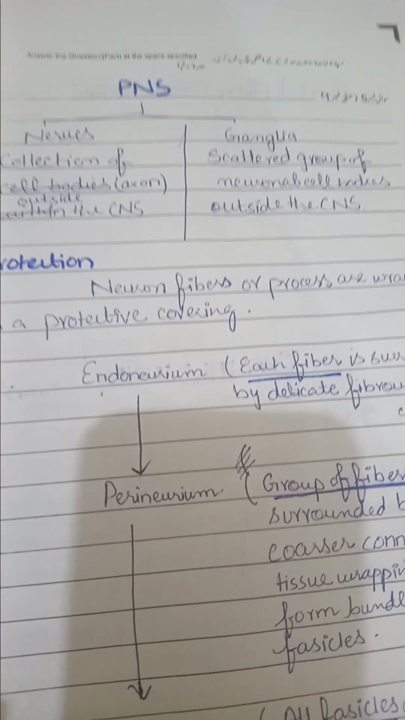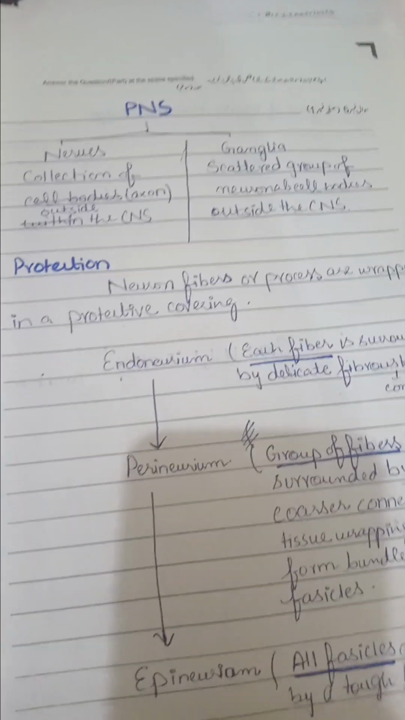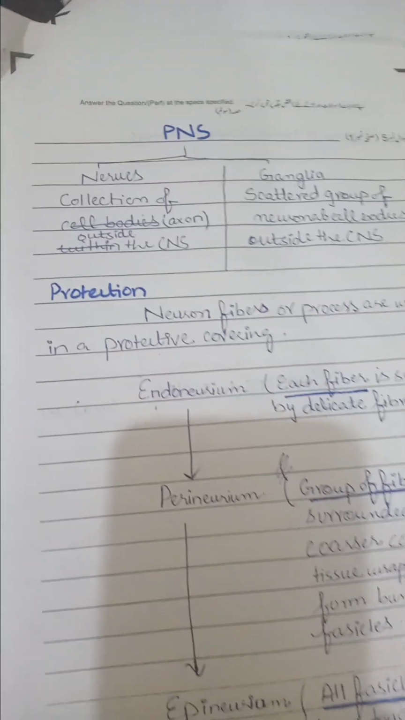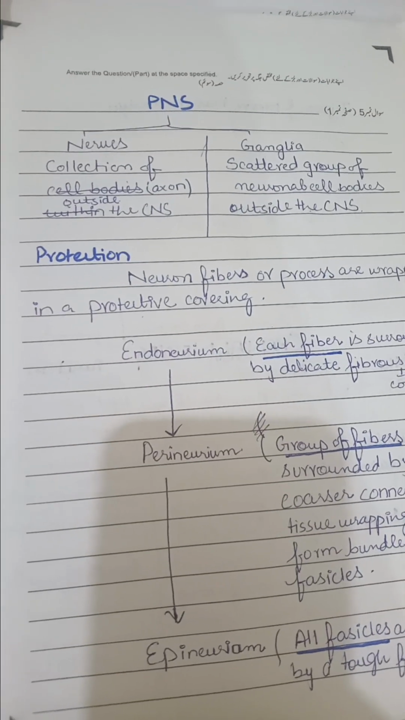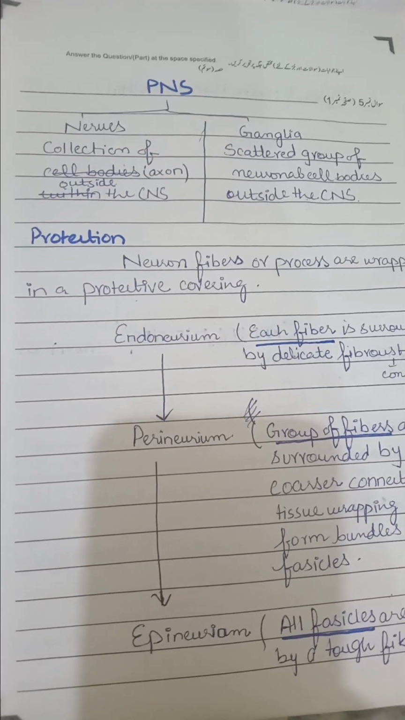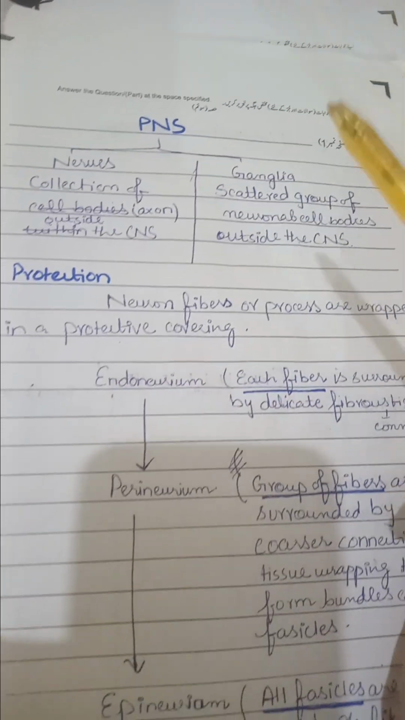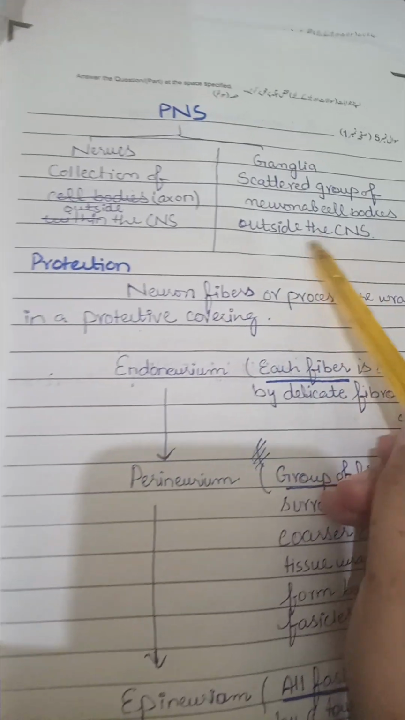Okay, so what is peripheral nervous system? It is composed of nerves and ganglia. What are nerves? Nerve is the collection of axons outside the central nervous system, whereas ganglia is the scattered group of neuron cell bodies outside the central nervous system.